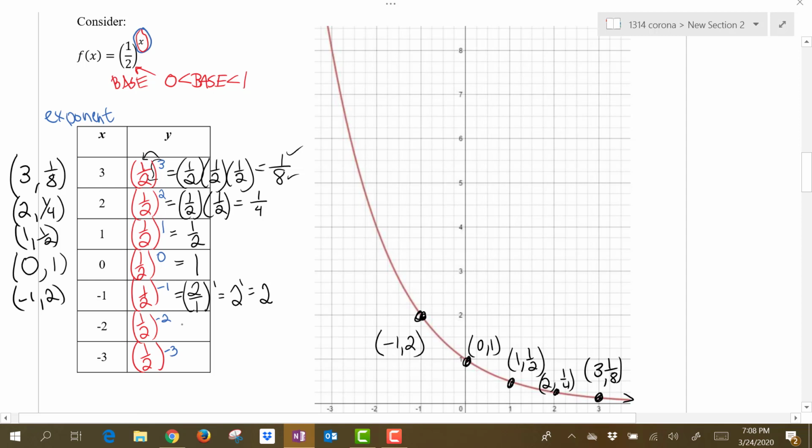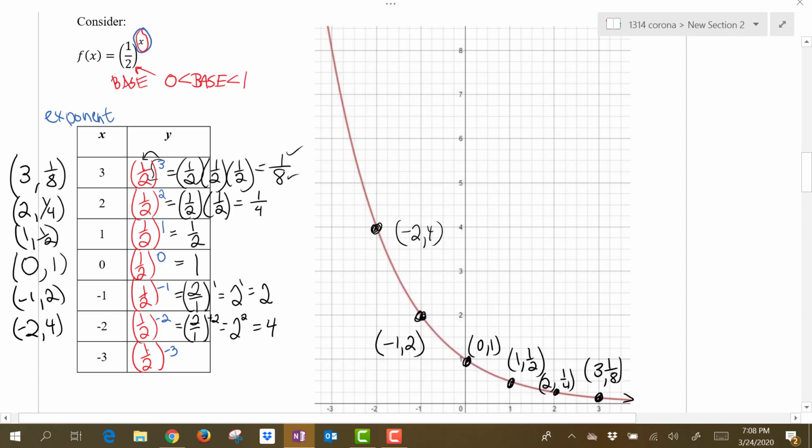Alright, we put in a -2. That's really going to be flip that base, 2/1, raised to the positive 2 power. That really is 2 to the positive 2 power, which gives us 4. So negative 2 goes in, 4 comes out. We can plot that point right here.